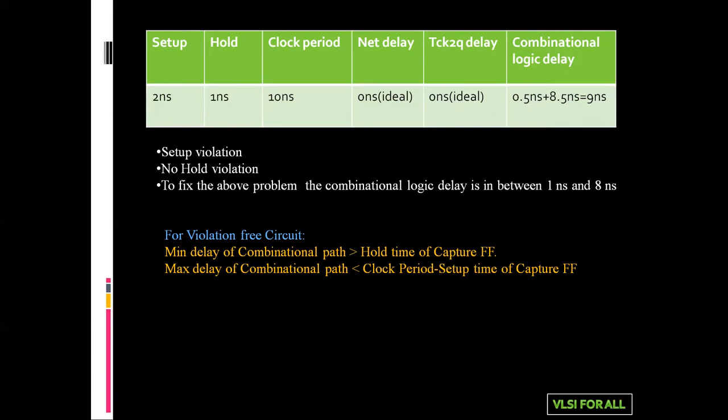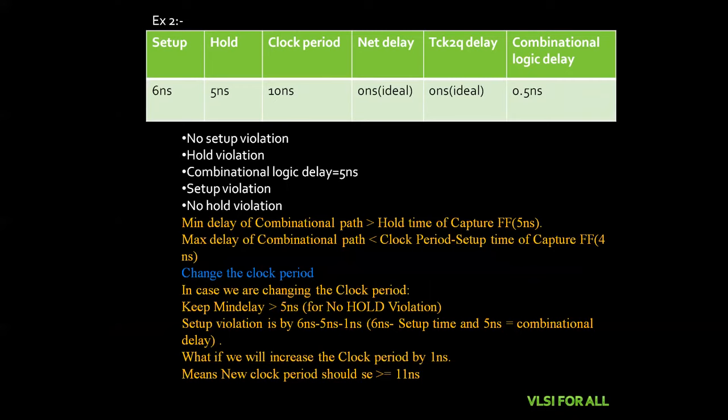So if the time constraint is present, you can check these inequalities, so that if the specifications satisfy these two inequalities, there are no setup and hold time violations. So let's take another example. These are the specifications here: 6 nanoseconds, 5 nanoseconds, 10 nanoseconds, and 0.5 nanoseconds is the combinational logic delay. Let's calculate in the same order.